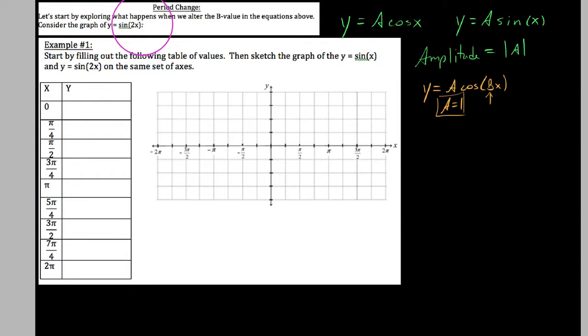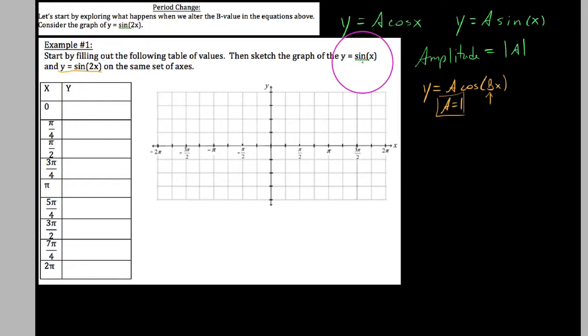So look at my example here. We say, okay, so start by filling out the following table of values, then sketch the graph of y equals sine of x and the graph of y equals sine of 2x in the same set of axes. So what we're going to do is fill out a table for y equals sine of 2x and actually see how that affects the graph. But then we're just going to play around with it in, say, GeoGebra or a graphing utility to see what this looks like. So let's start by doing this.